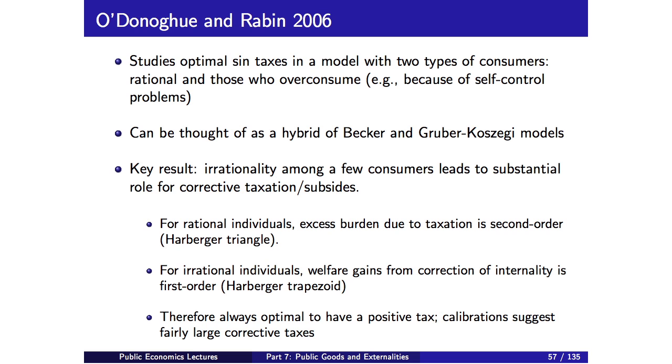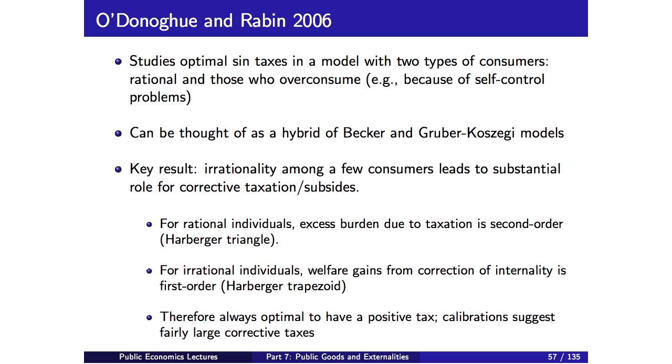I want to talk about one last model on this issue, which is kind of a hybrid. And I really like this result of O'Donoghue and Rabin, JPUB in 2006, where they study optimal syntaxes in a model with two types of consumers. So it's again like Bernheim and Rangel, but they're not thinking about it as states. They're saying there's some guys who are rational consumers, and then there are other guys who overconsume because of self-control problems. So think of it as like a hybrid of the Becker and Gruber-Koszegi models, right? But their thing is actually just a static model.